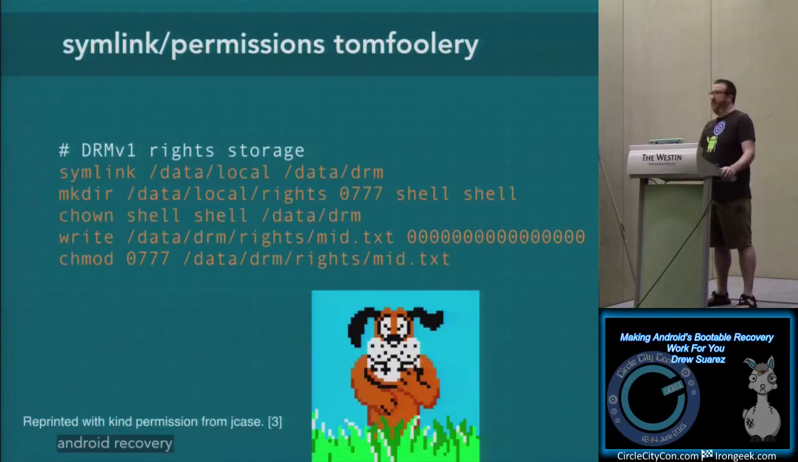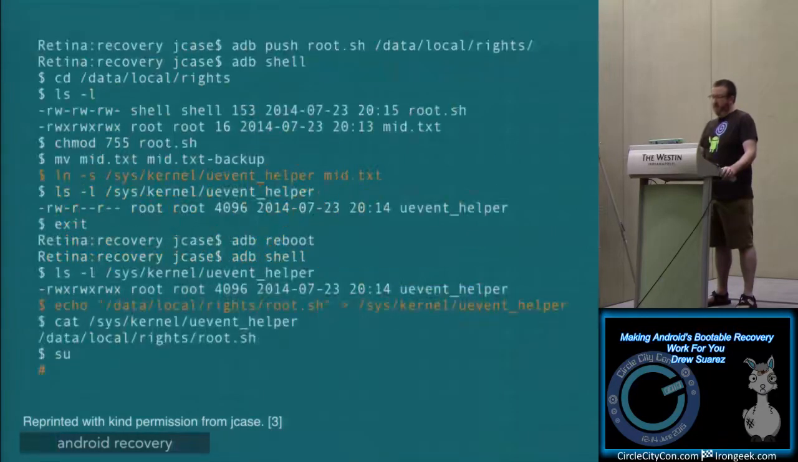So what can we do with something like this? We push our root exploit to the device because data local writes is 777, so we have access to write to the data file system, which we should not have as a normal user. Now we're going to back up mid.txt, which already exists, because again, we have control of this file because it's 777. Then we're going to symlink a handy little tool called uEventHelper in the kernel to this file, mid.txt. Now that we've symlinked this, we're going to echo our root exploit to this file.